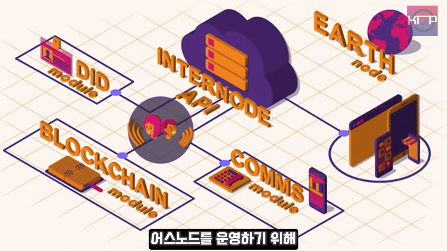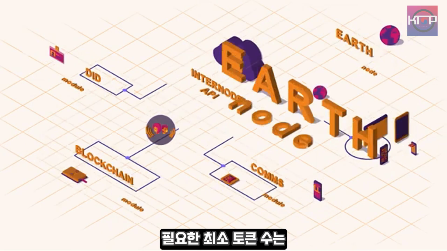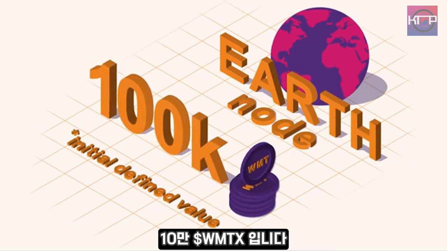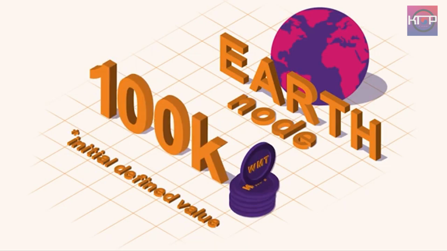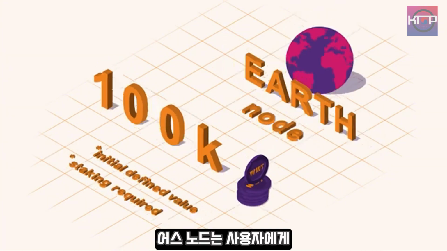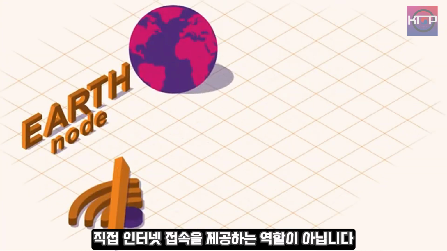The minimum number of tokens required to operate an Earth node is also a variable defined in the initial blockchain parameters as 100,000 WorldMobile tokens. One will need to stake their tokens in order to operate the node. Take note that you don't need to provide internet access to users as an Earth node.